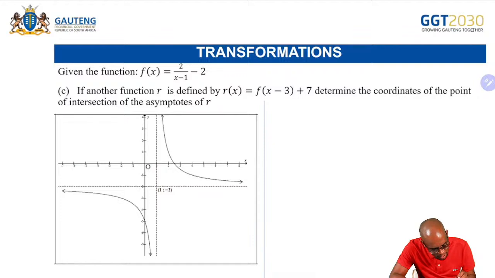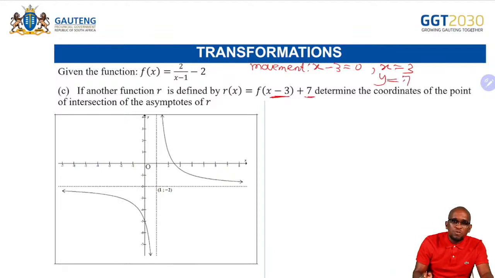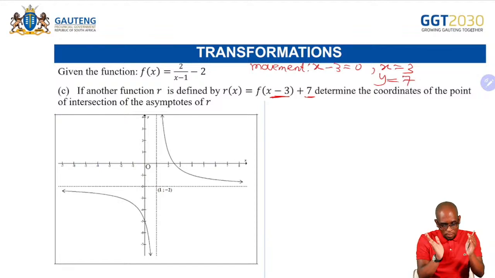Now, if you check the movement here, the translation was x minus 3 is 0, so x is equal to 3. And also y is equal to what? 7. So it has moved 3 units to the right and 7 units upwards. All the points in this function have done that. They've moved 3 units to the right and 7 units upwards.